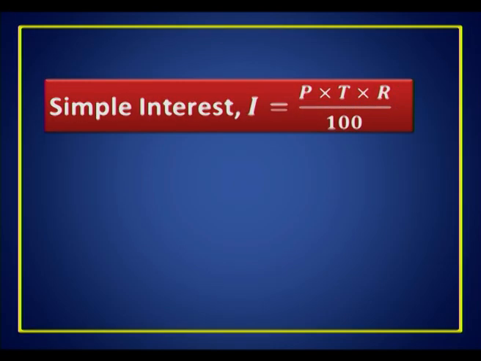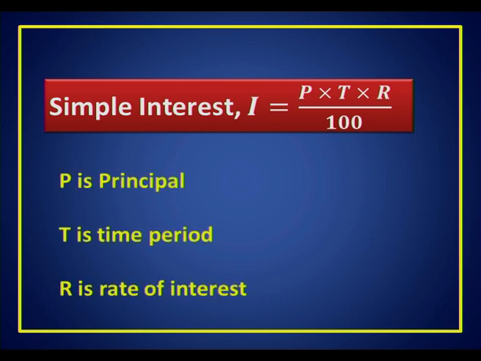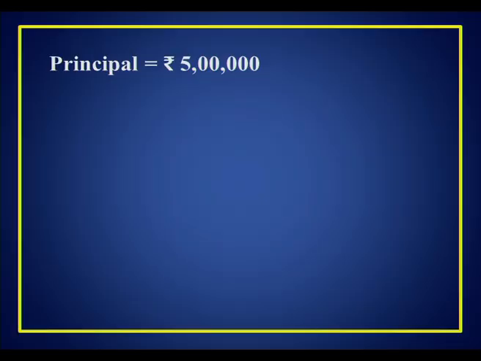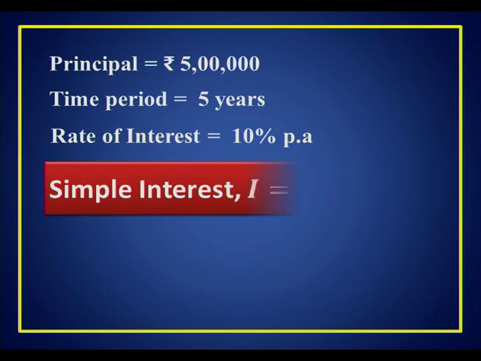And the formula to find the simple interest is I is equal to P into T into R by 100. So, here P is the principal, T is time period and R is the rate of interest. Now, let us solve the problem of Mr. Venkat. So, the principal which he has taken is 5 lakh rupees and the time period is for 5 years. Rate of interest is 10% per annum.